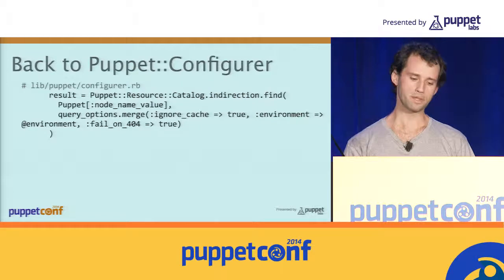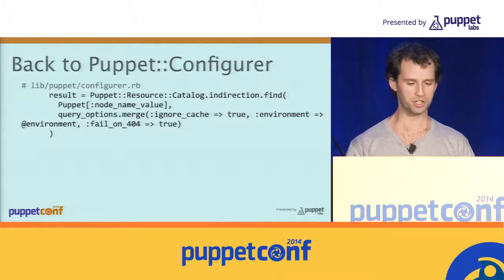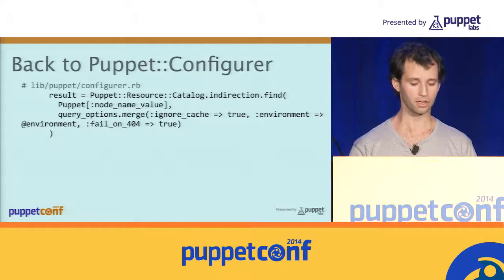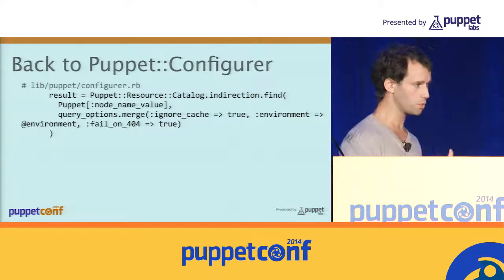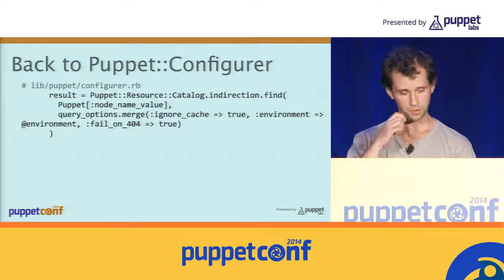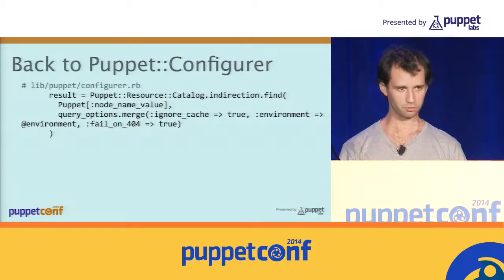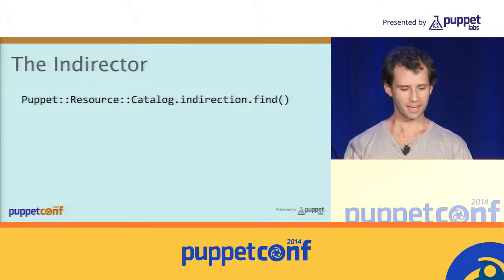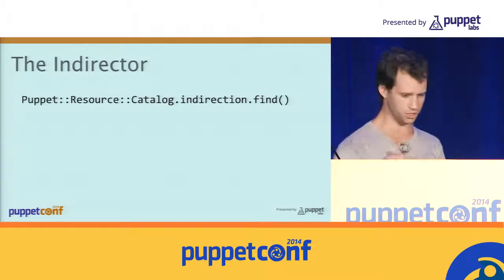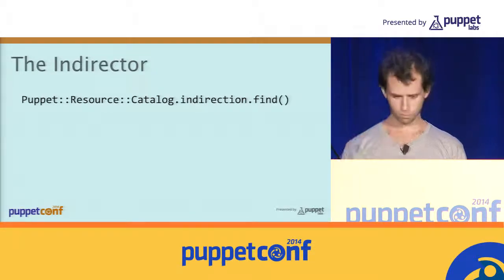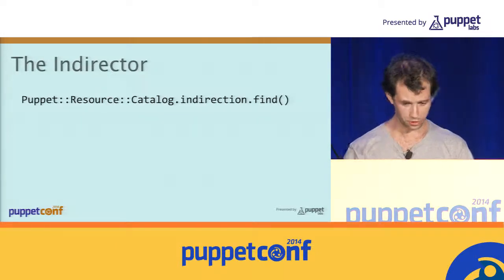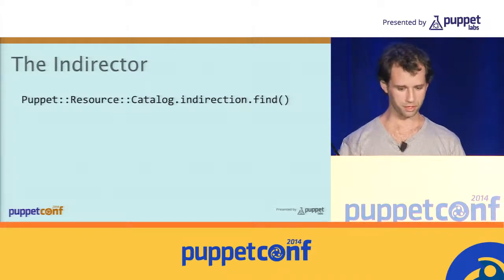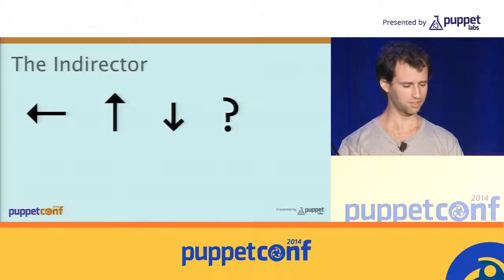Result equals Puppet resource catalog dot indirection dot find, and then it receives a bunch of arguments. We see that it takes the node name and it takes some query options. This is what's called the indirector. You might have heard that name before, usually preceding directly somebody changing the subject. And it's just that little call there, that catalog.indirection.find. And the name indirector might already tip you off that we're going someplace odd, but it's actually pretty simple to understand once you see where it's going, which is all over the place.